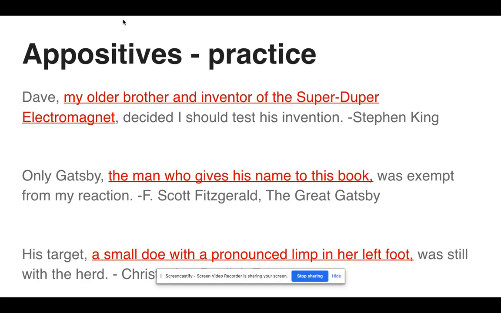Another way to identify an appositive is you can see that they're always marked off by commas. So there's usually a comma right before and right after an appositive.